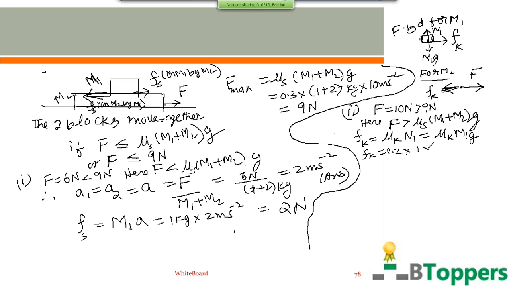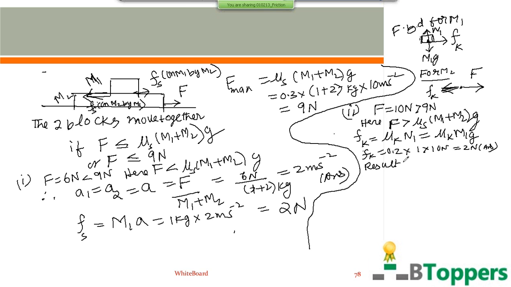M1 is given as 1 kg, g is 10 meter per second square. So the magnitude of kinetic friction between the two blocks is 2 newtons. That is one of the answers, because in each question you have to find the magnitude of the friction between the two blocks and the acceleration of each block. Now to find the acceleration of each block, you have to apply Newton's second law for each block separately.